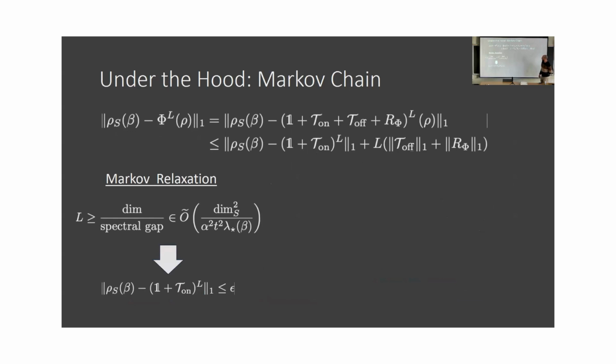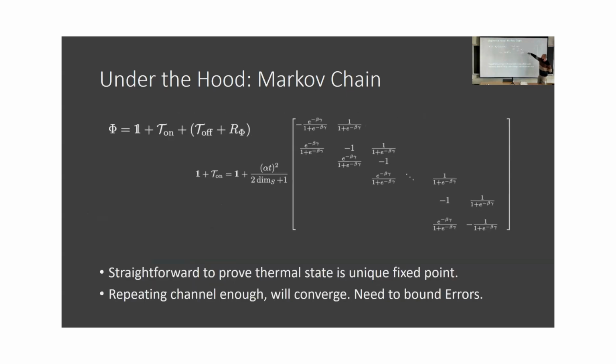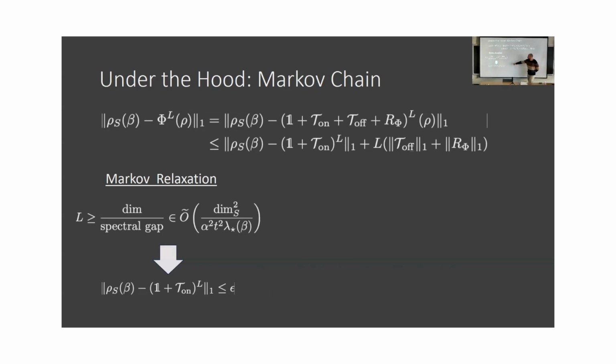So in order to bound the number of interactions you need, there are theorems for this from Markov chain theory. The one that we use tells us that the number of interactions, L, has to be greater than the dimension over your spectral gap. So whatever the spectral gap of this big matrix is, which we can just compute as alpha squared T squared over your dimension, and then times this temperature dependence.